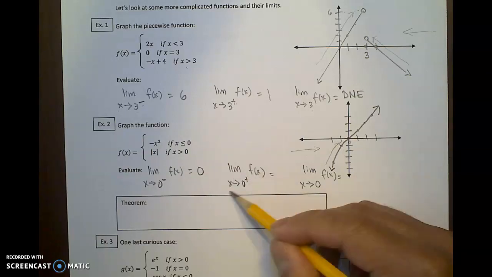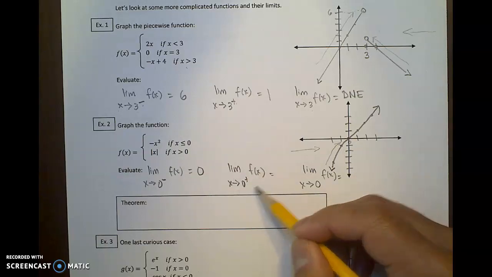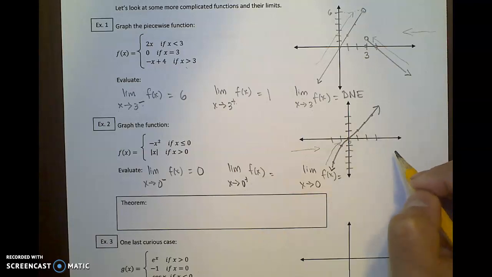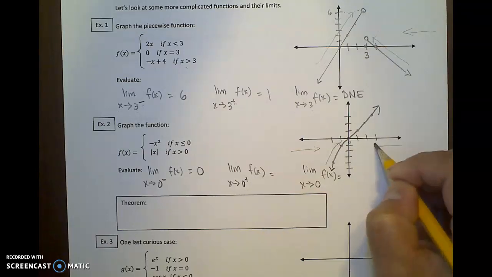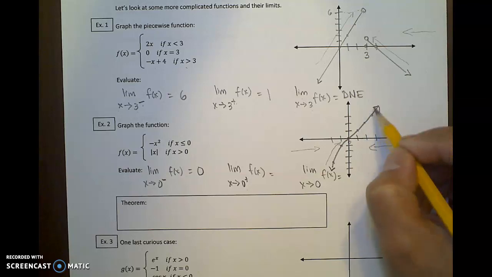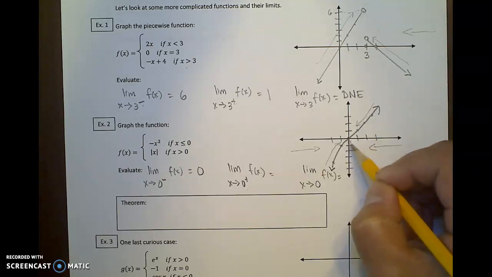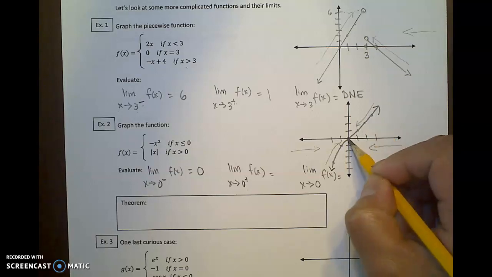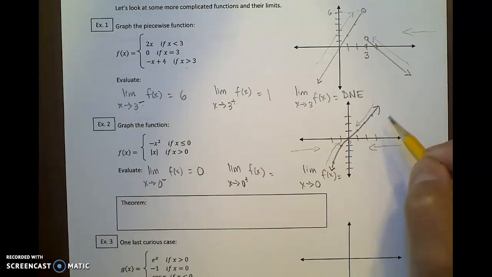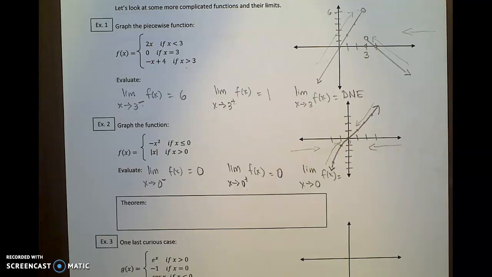Find the limit of this function as x approaches 0 from the right. Again, we're coming in from 0 on the x-axis, coming in from this direction, from the right. So for our graph, we're coming in this way. As we approach 0 on the x, we are coming closer and closer to 0 on the y. So the limit of this function as x approaches 0 from the right side is also equal to 0.